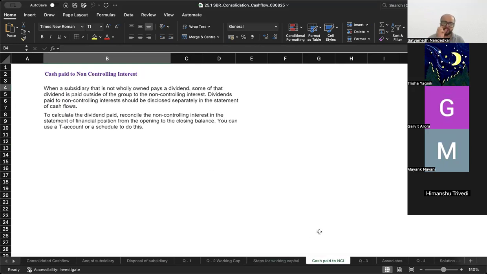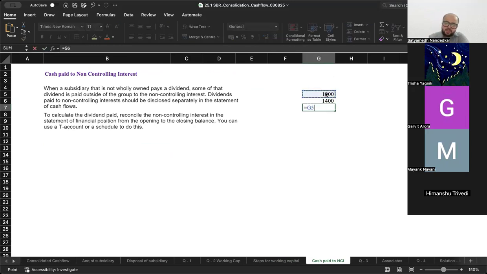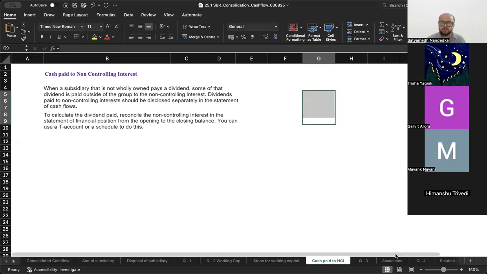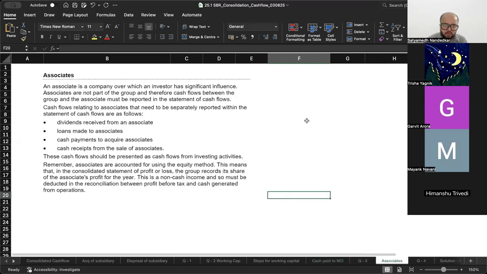Then, cash paid to NCI. Oftentimes they will give you the balance of non-controlling interest and the total profit earned during the year. So for example, opening NCI is 1000. Share of profit of NCI is 1400, which means the closing balance of NCI should have been 2400, but the closing balance is 2000. That means a dividend of 400 has been paid to non-controlling interest, and the dividend paid to non-controlling interest is considered because non-controlling interest is basically outside the group.